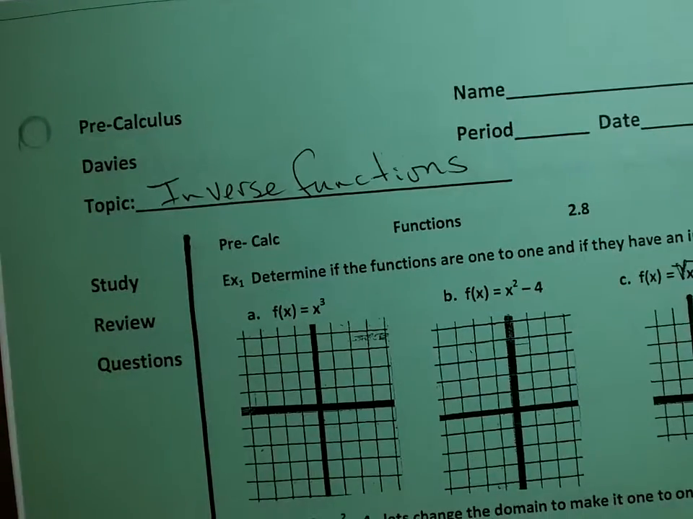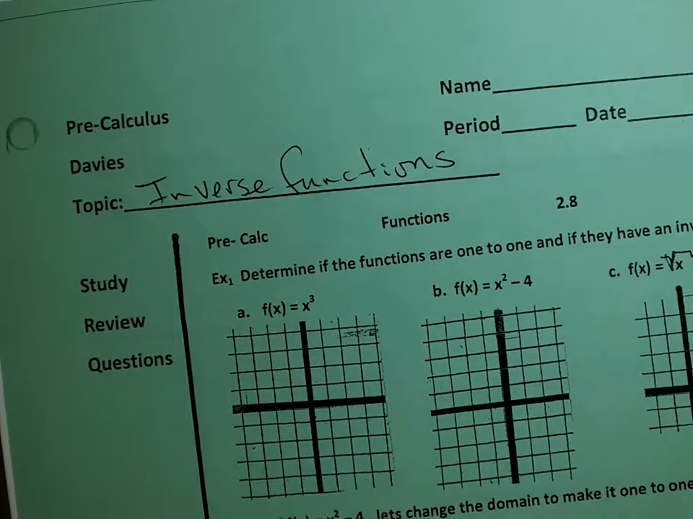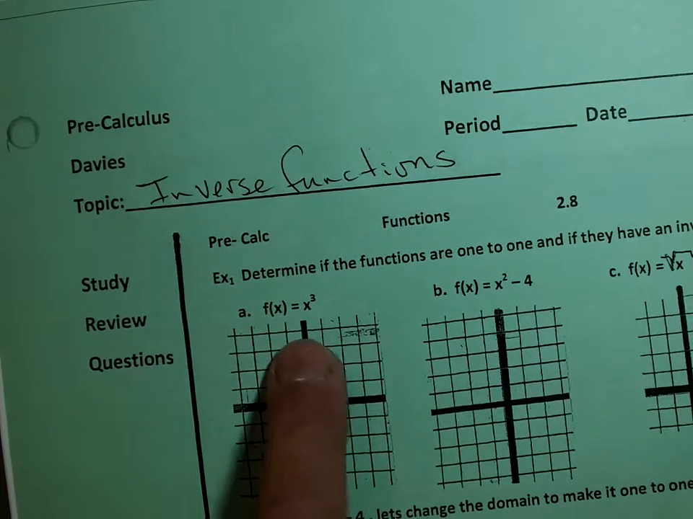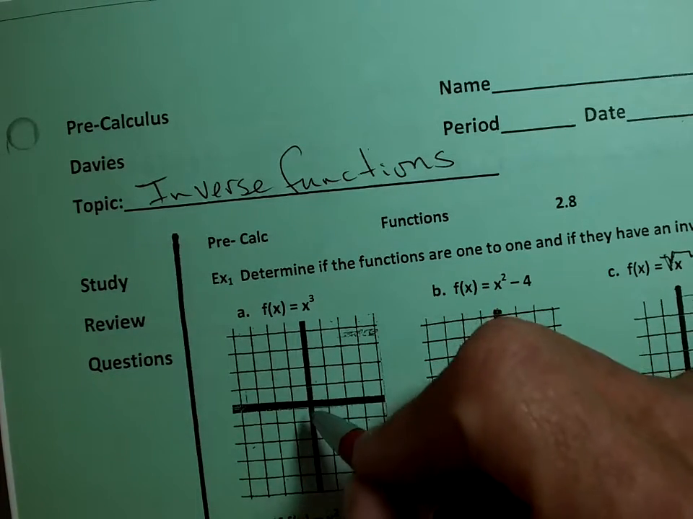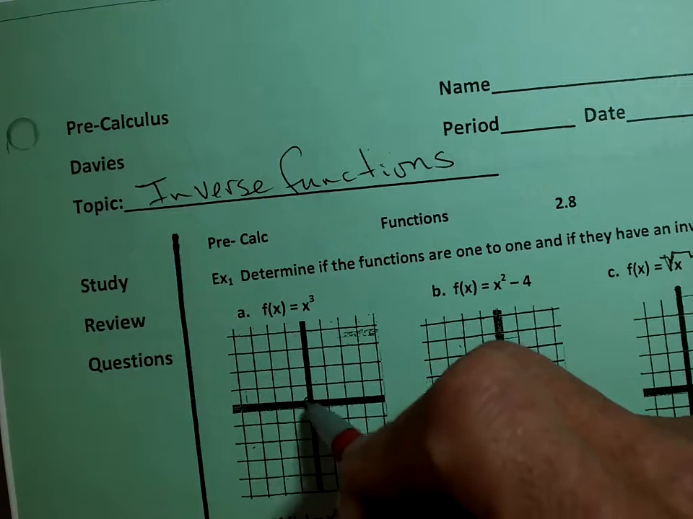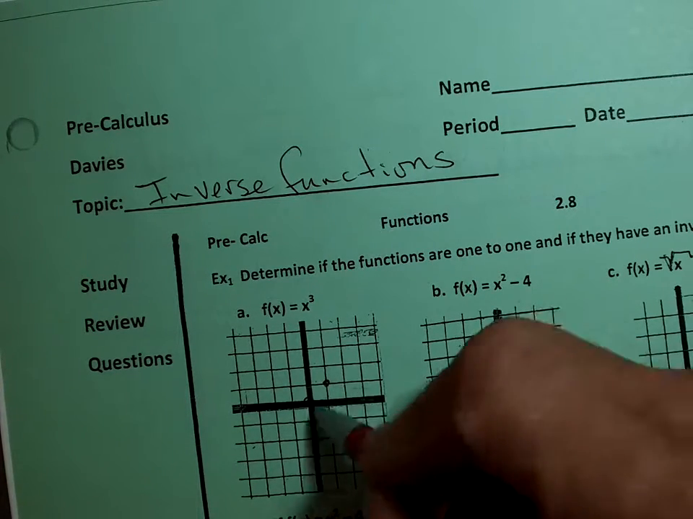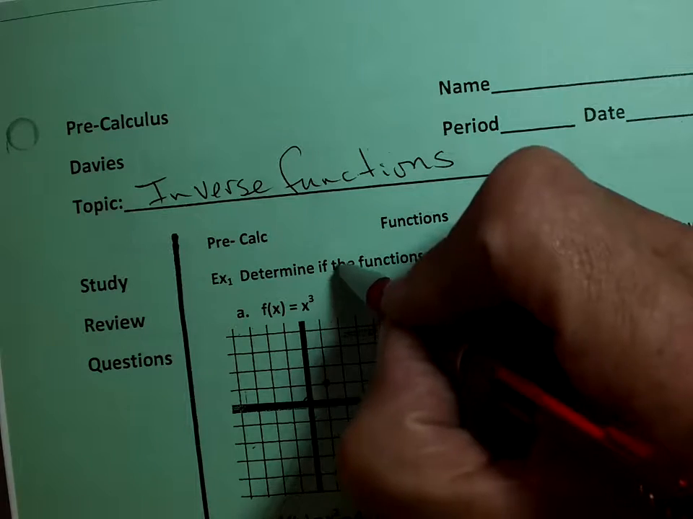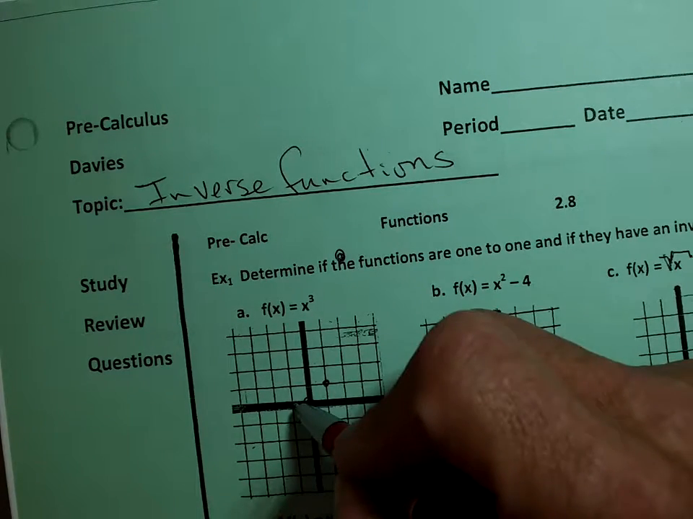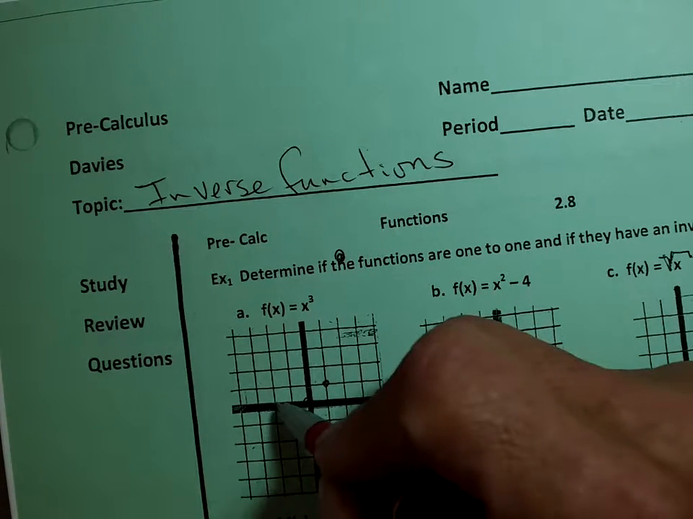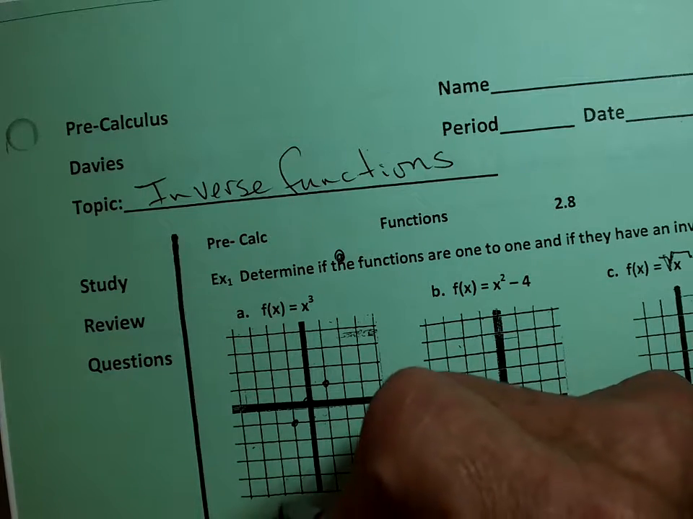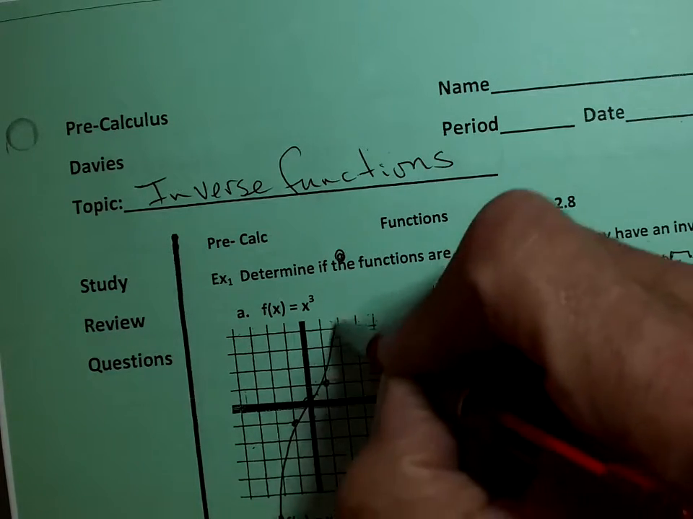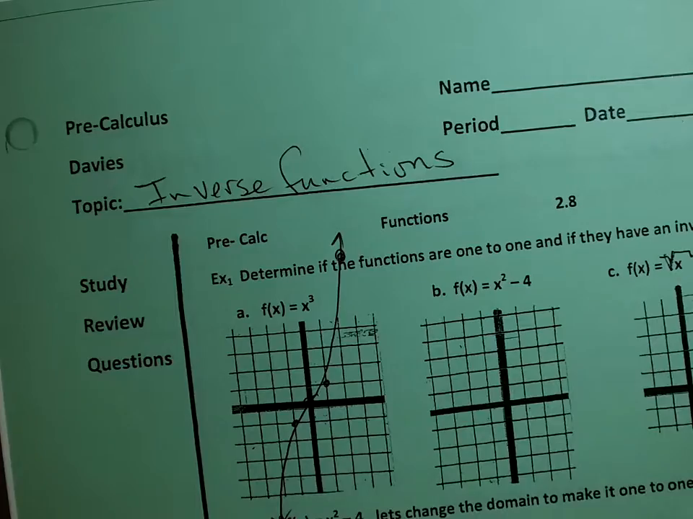Okay, so first of all, example 1, determine if it's one to one. So x cubed looks like this. 0 cubed is 0. 1 cubed is 1. 2 cubed is 8. Negative 1 cubed is negative 1. Negative 2 cubed is negative 8. And the graph looks like this.